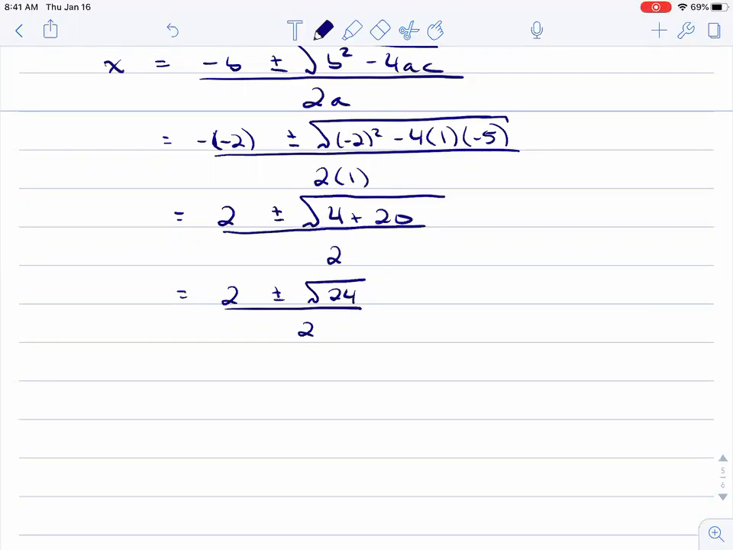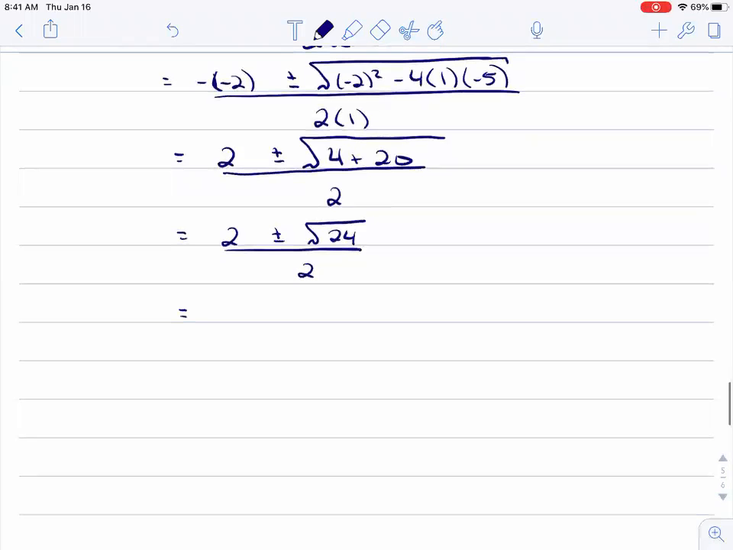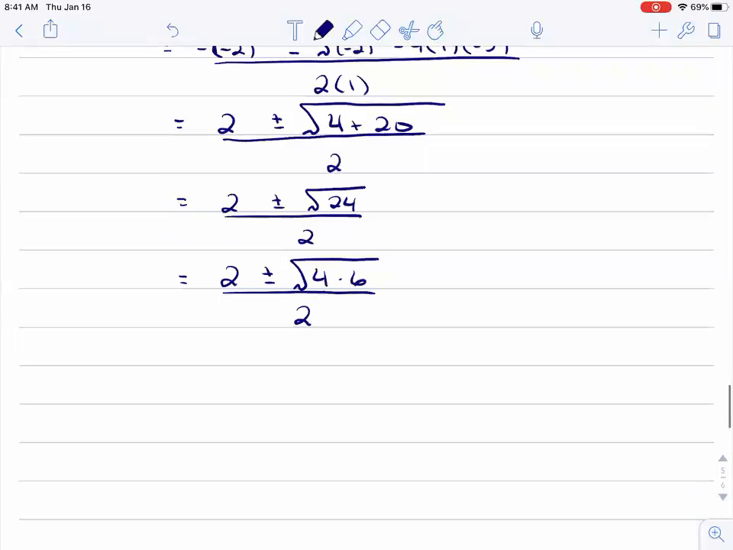And so, well, to get a 2 out of a square root, I have to take the square root of 4. And so I'm going to try to pull out a factor of 4 from the 24, which leaves me with 4 times 6, right? And so what I get is 2 plus minus the square root of 4 times 6 over 2. Because I'm multiplying inside that square root, that's what lets me pull out the root 4 times root 6.